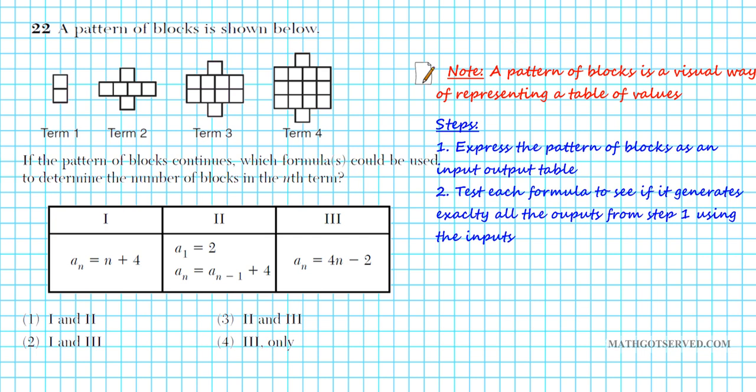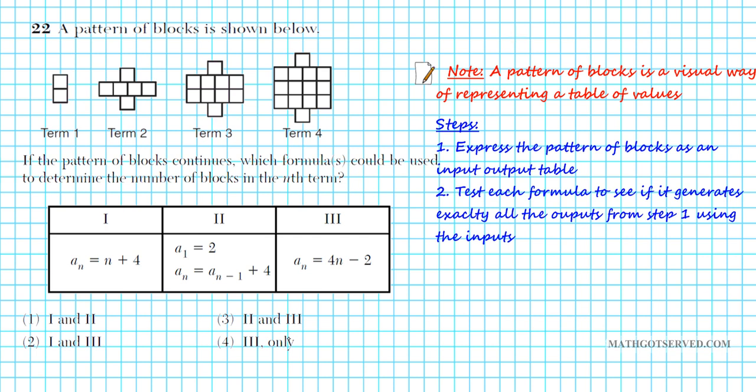All right, let's take a look at problem 22. It reads, a pattern of blocks is shown below. So we have this pattern here, term 1, 2, 3, 4. So the question is, if the pattern of blocks continues, which formulas could be used to determine the number of blocks in the nth term? So note here that you could have more than one solution, all right, as indicated in the responses here.